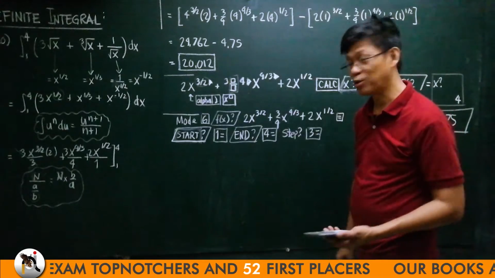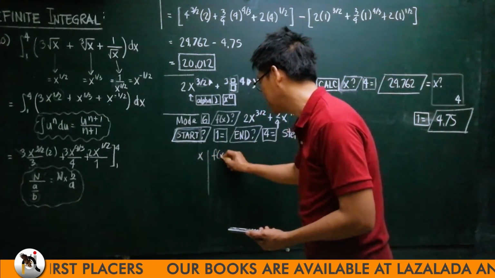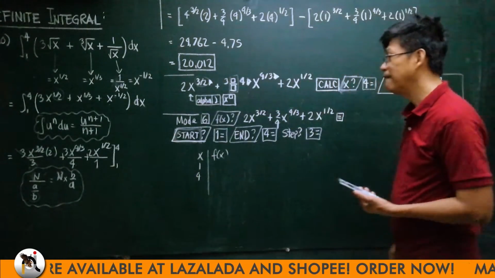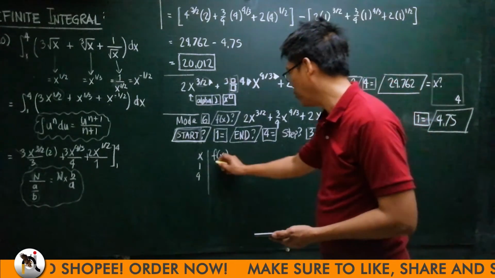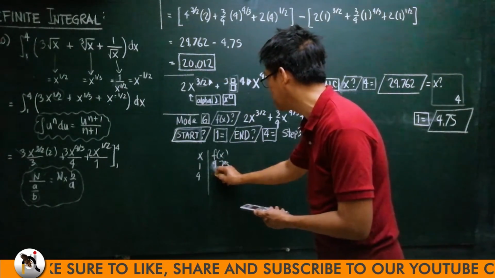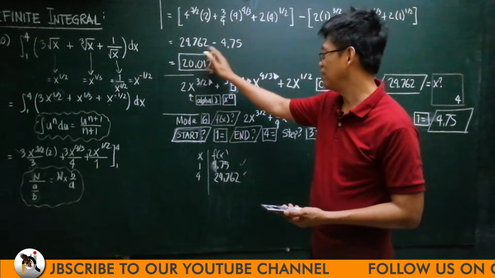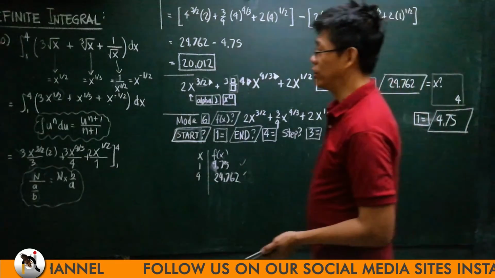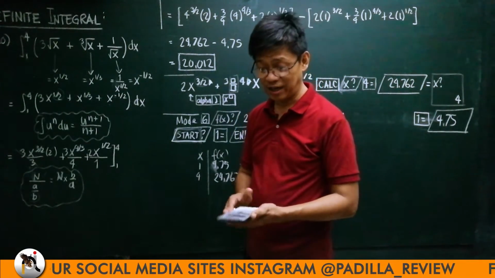Then your calculator will display, this is the x, this is the function of x. X is 1, x is 4. So you'll get here in your calculator, for 1, it's 4.75. For 4, it's 24.762. You'll get these two values right away. You get it?